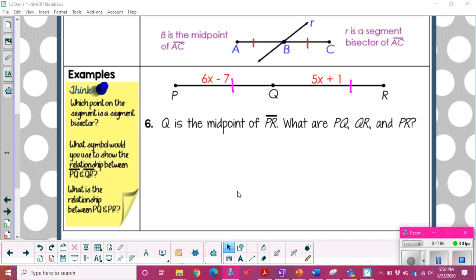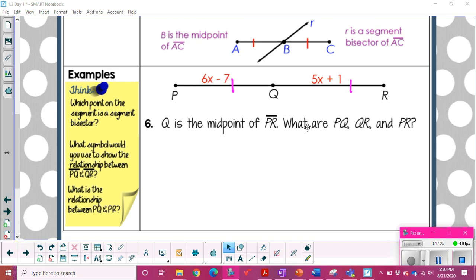Okay, so we need to know what these segments are. If I knew what X was, I would know what PQ is. If I knew what X was, I would know what QR is. If I knew what both of these segments were, I would know what the whole thing is because I could just add these two numbers together, right? Okay, so how are we going to do that?